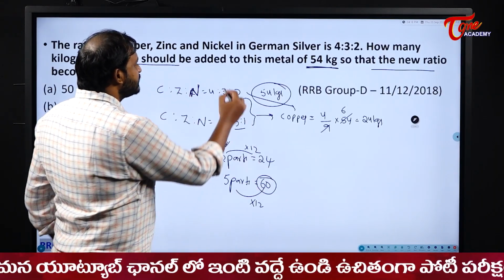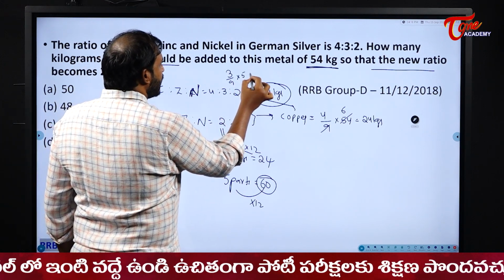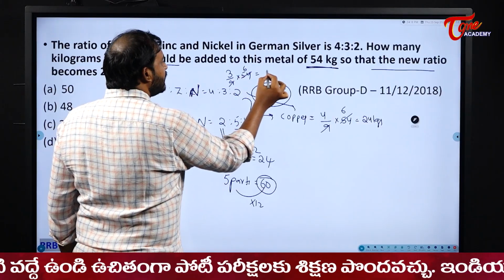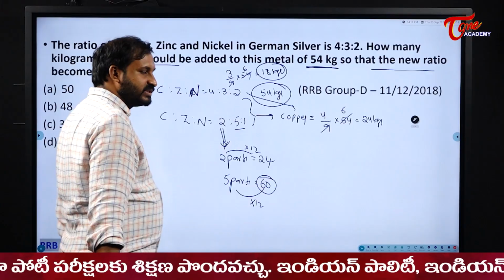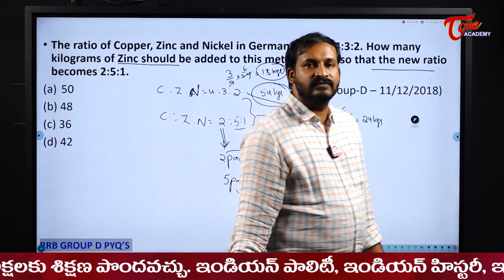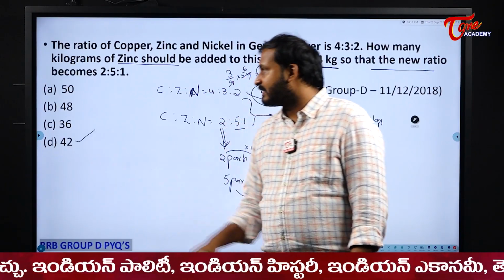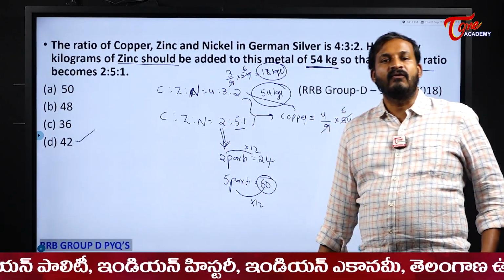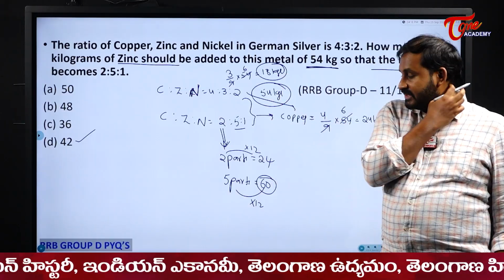Earlier in this one zinc 3 parts means 3 by 9 into 54. 9 ones 9, 6. So earlier it was 18 kgs of zinc. Now this 18 kgs became 60 kgs of zinc. So now tell me what quantity of zinc was added here? Here we have added 42 kgs of zinc. From 18 kgs, zinc was shifted to 60 kgs.